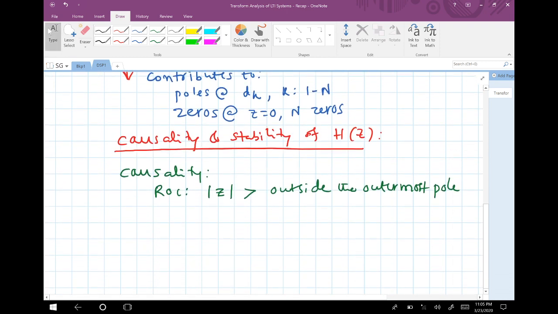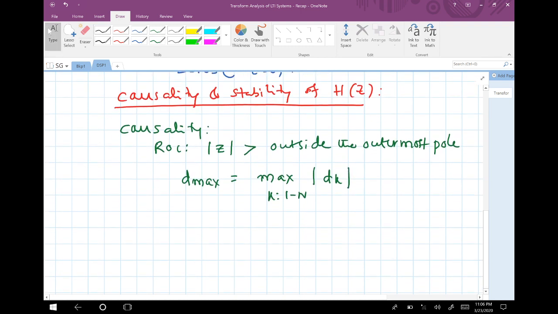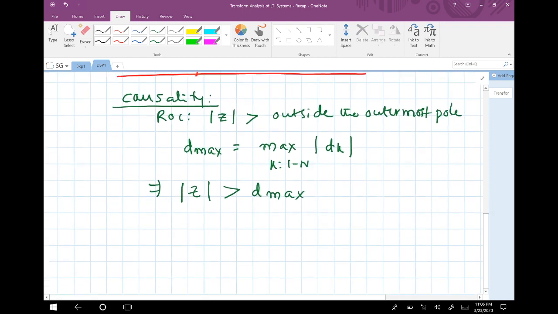Let's use some mathematical notation for this. Let's call d max the maximum pole. That would be equivalent to taking the max for all k values varying from 1 to n of the absolute value of dk. That would give you d max. So if you call that d max, for that system to be causal, what should happen? Your absolute value of z should be greater than d max. That's the condition for causality.